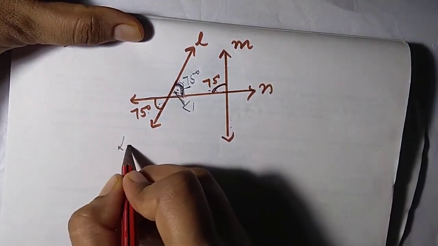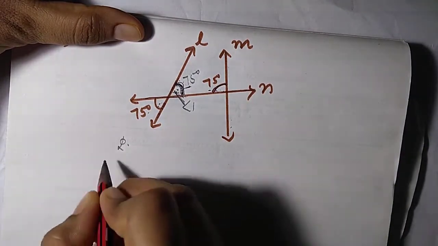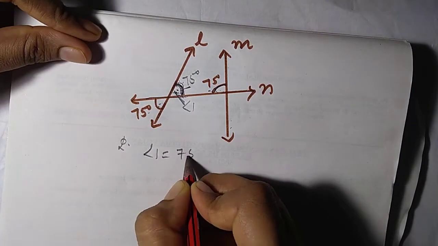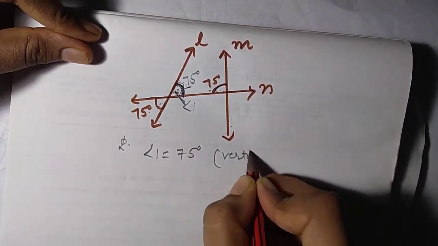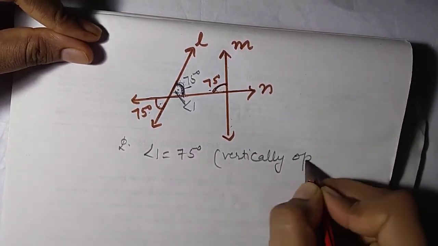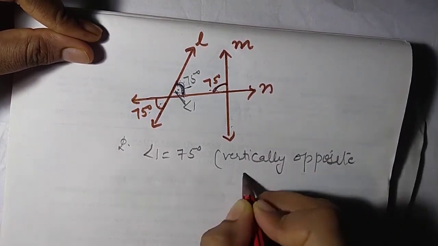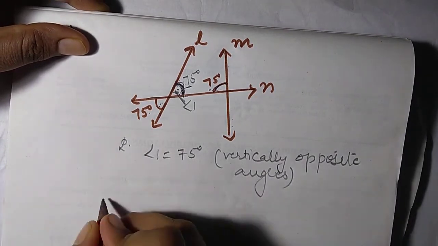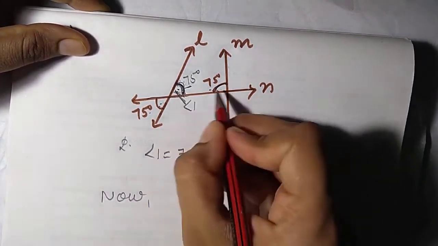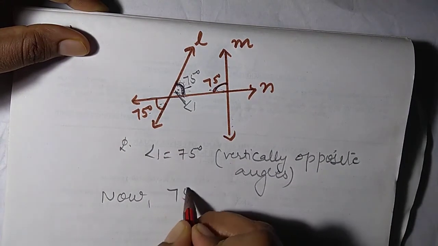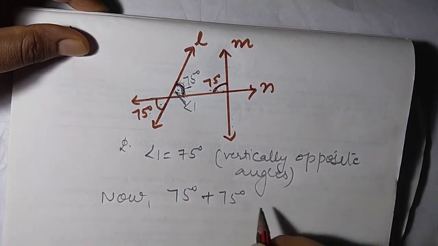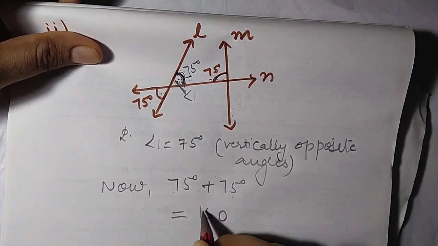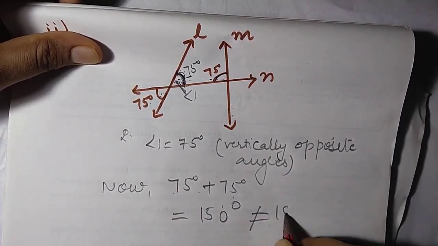So directly you have to write angle 1 equal to 75 degrees. Reason will be vertically opposite angles. Okay, now you have to do the sum of co-interior angles. Now these are two co-interior angles, 75 degrees plus 75 degrees, that is equal to 5 plus 5 is 10, and 7 plus 7 is 14. This is 150 degrees, which is not equal to 180 degrees.